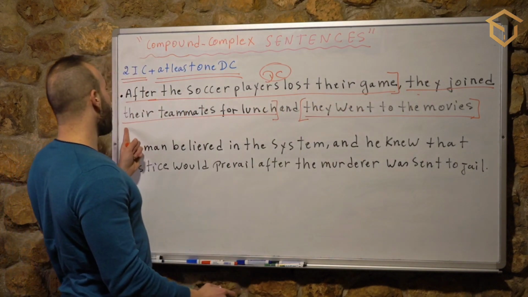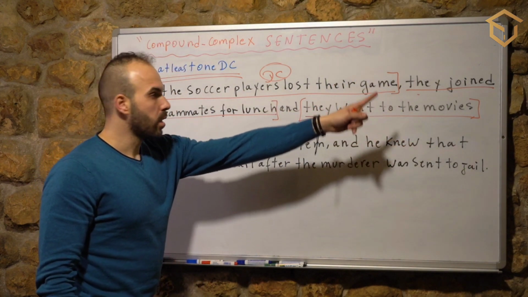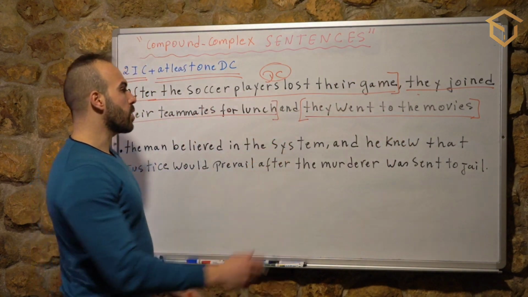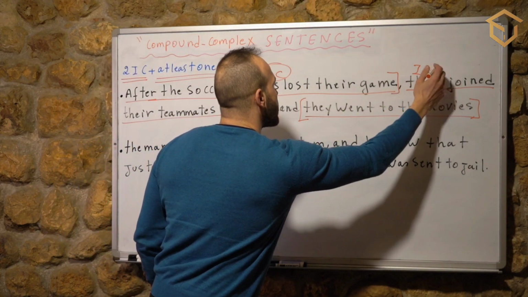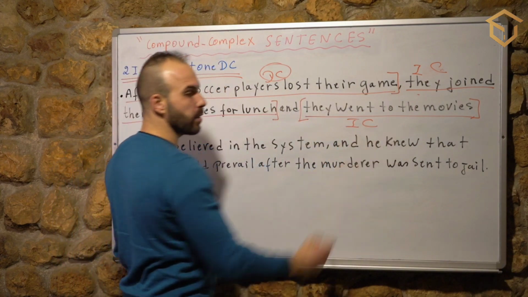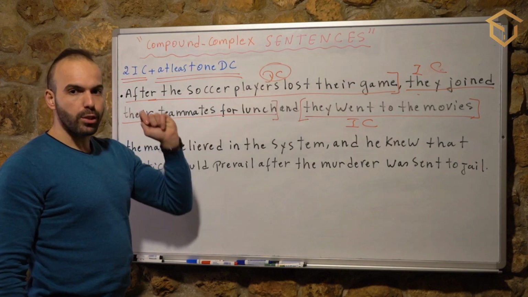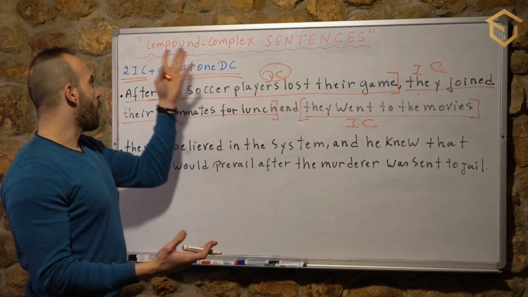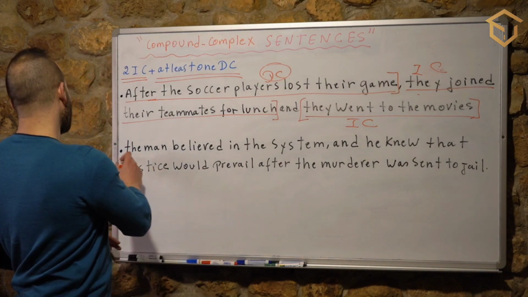They joined their teammates for lunch. They went to the movies. Both of these clauses are independent clauses, so they can stand alone. So as you can see, we have two independent clauses and one dependent clause, and that's definitely a compound complex sentence. Okay, moving to another example here.